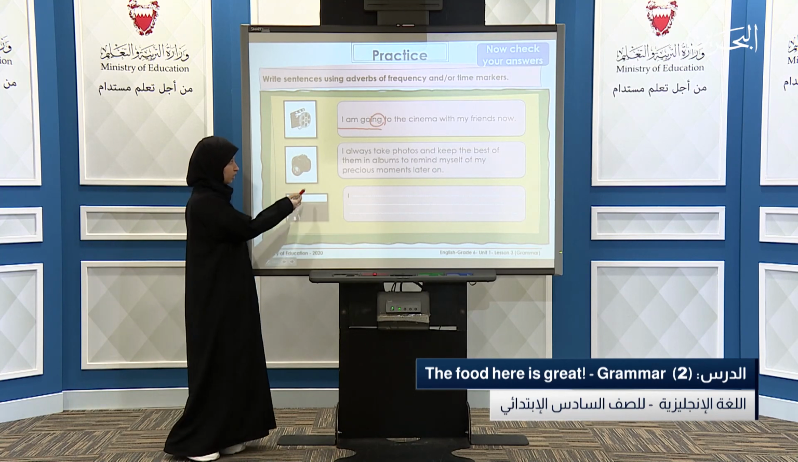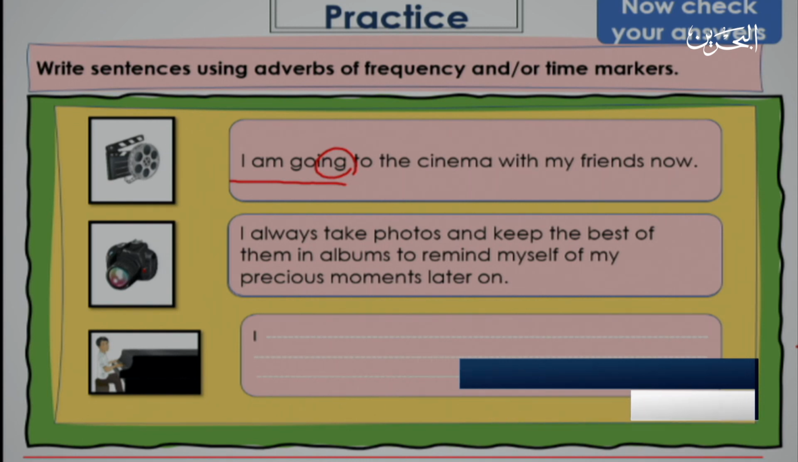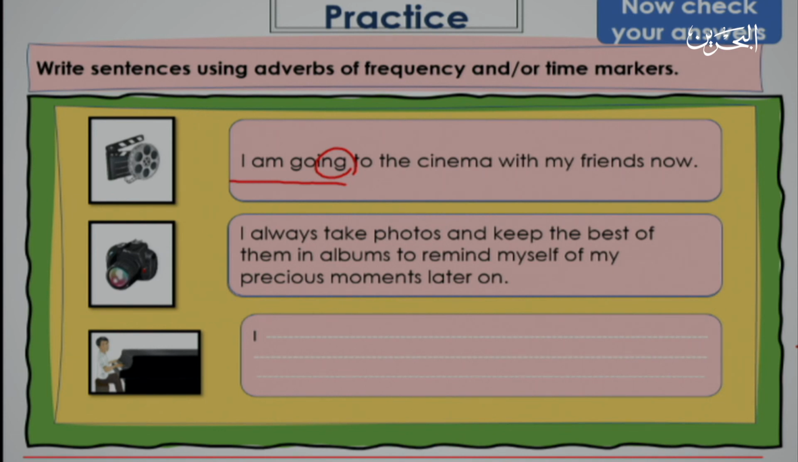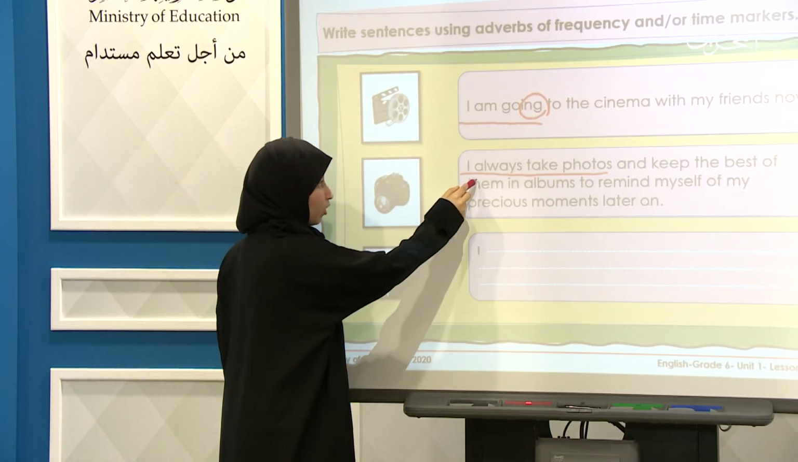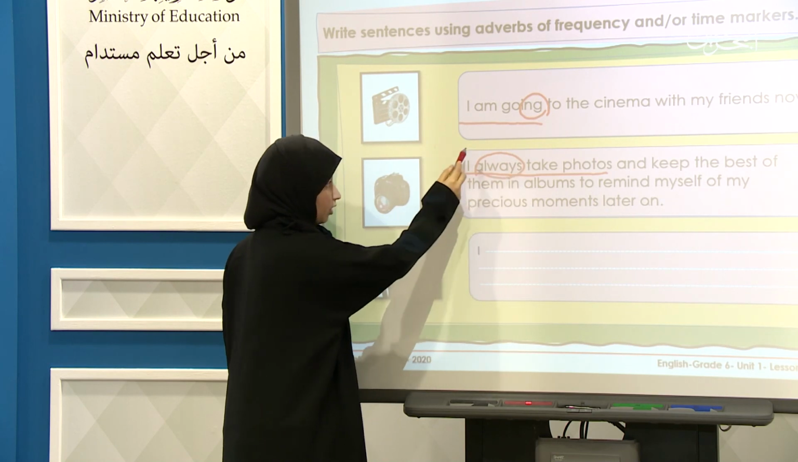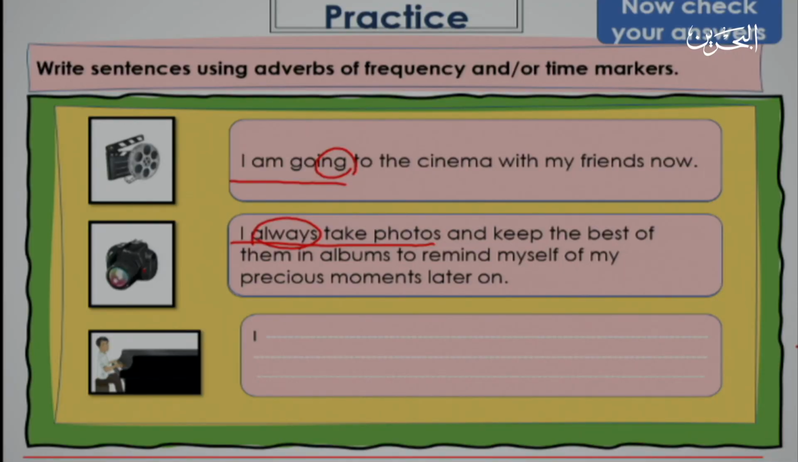Let's go to the second picture. Here is a suggested answer. I always take photos and keep the best of them in albums to remind myself of my precious moments later on. I always take photos. This is the present simple tense. Why? Because we have got the adverb of frequency always, and I doesn't take any s in the verb.